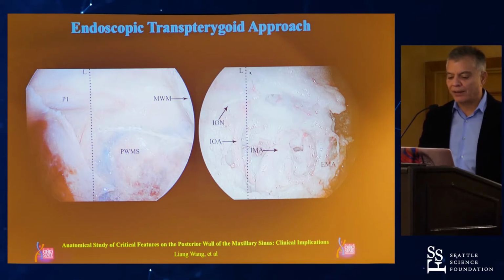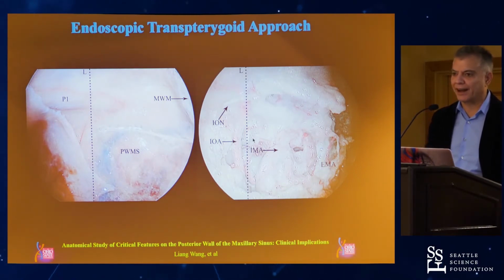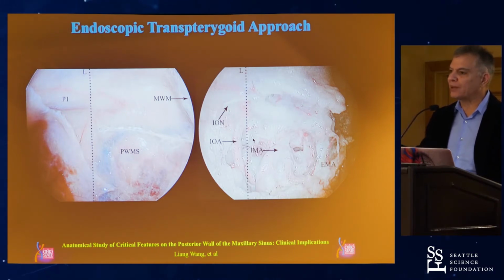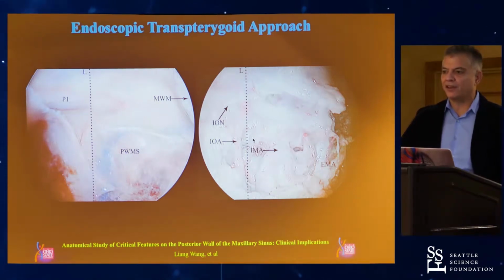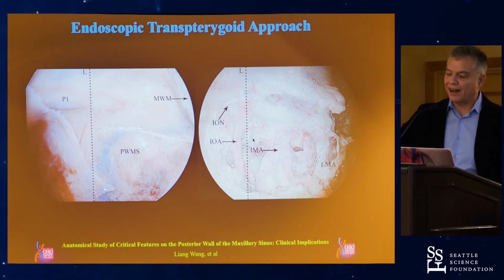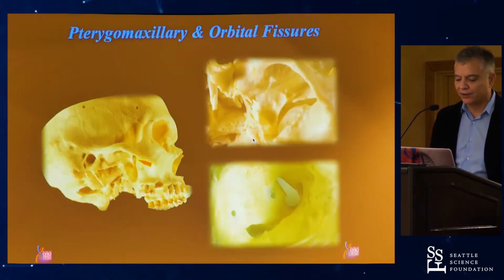Also, if you can draw a line, the vertical line that crosses the canal, basically all the branches of the internal maxillary artery are going to be medial to that. So in other words, the internal maxillary artery divides into all the branches more or less either lateral to that line or at that line. So if you are lateral to that line, all you need to do is look for one big trunk, and you will control the entire system.